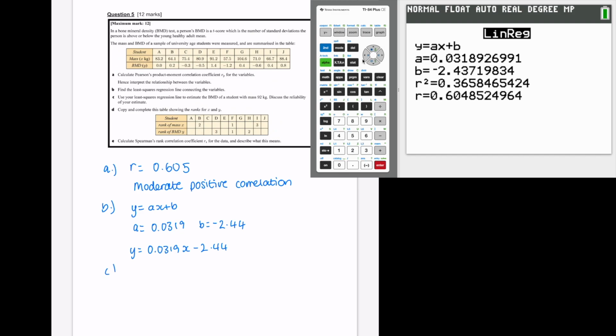So part C is then to use the regression line to estimate something with a mass of 92. So the mass is the X, so I'm now substituting in X is 92. So Y is equal to 0.0319 times 92 minus 2.44. And that gives me an answer on my calculator of 0.497.